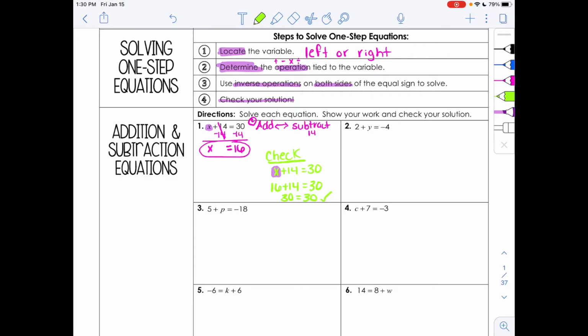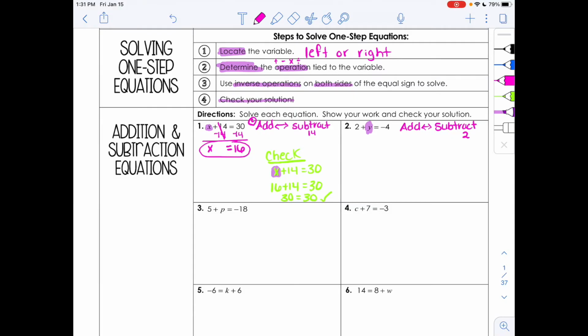Let's take a look at number 2. 2 plus y equals negative 4. First, we're going to locate the variable. In this example, my variable is y, which is here. Then we're going to determine the operation that is tied to the variable. In this problem, the operation is addition. Then in step 3, we're going to do the inverse. So the inverse is subtraction. And in this problem, we're going to be subtracting the number 2.